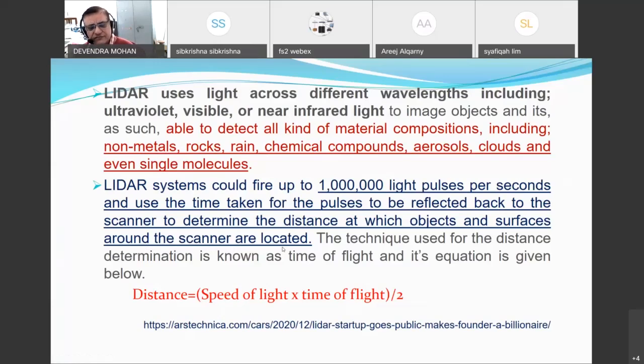We have gone through it at undergraduate level, how to measure the distance. It is speed times time of flight divided by 2. So by using the technique of time of flight, we can calculate the distance.